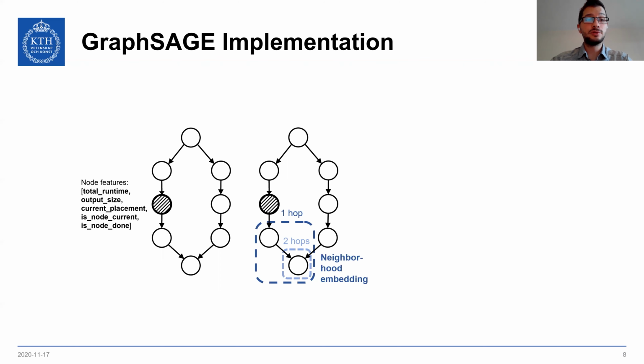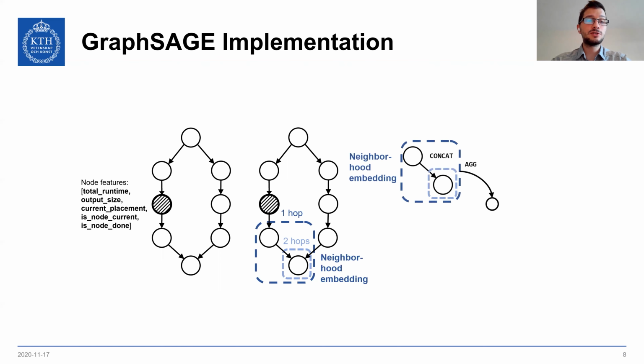Next, the dark blue node is one hop away from the current node. To get its embedding, we take the aggregated embedding of its child nodes, in this case, the embedding of the light blue node, and concatenate it with its own. The final embedding of the current node is achieved by concatenating the current node's feature embedding with the aggregation of the embeddings of its neighbors. A device placement is suggested afterwards.